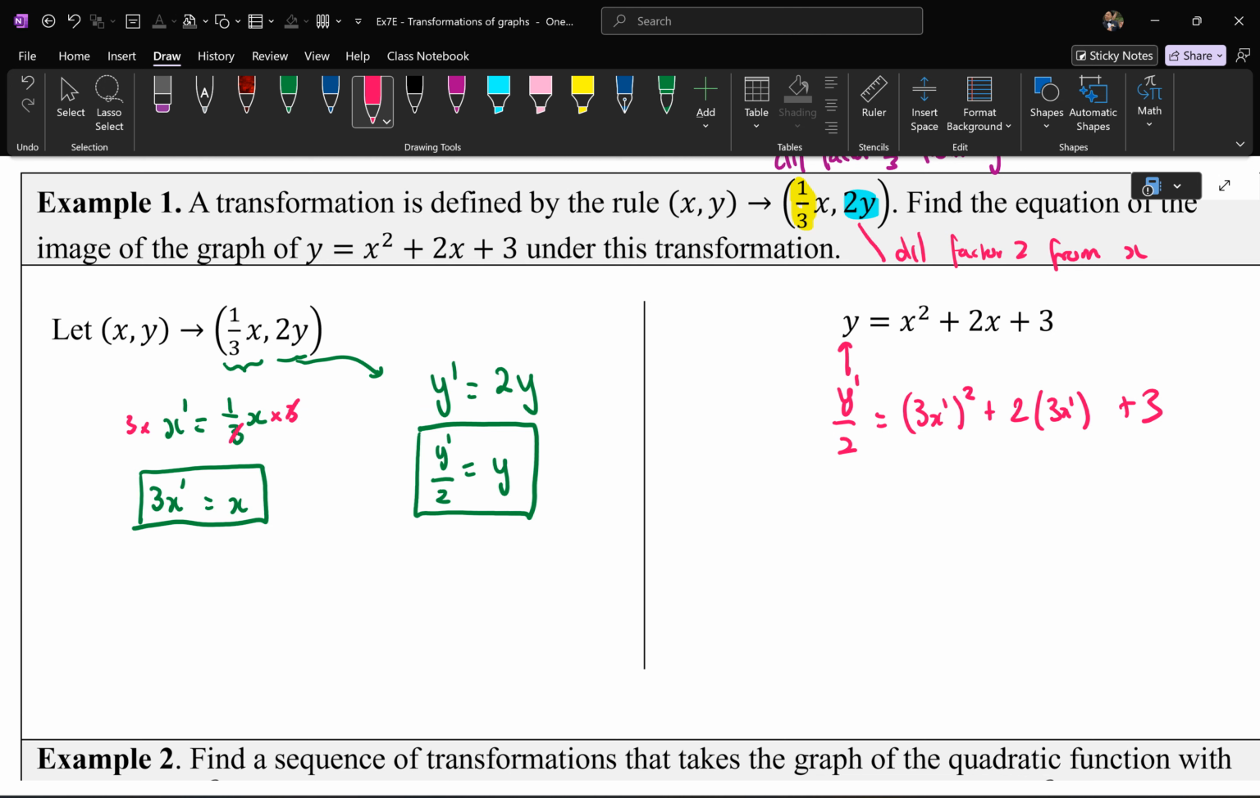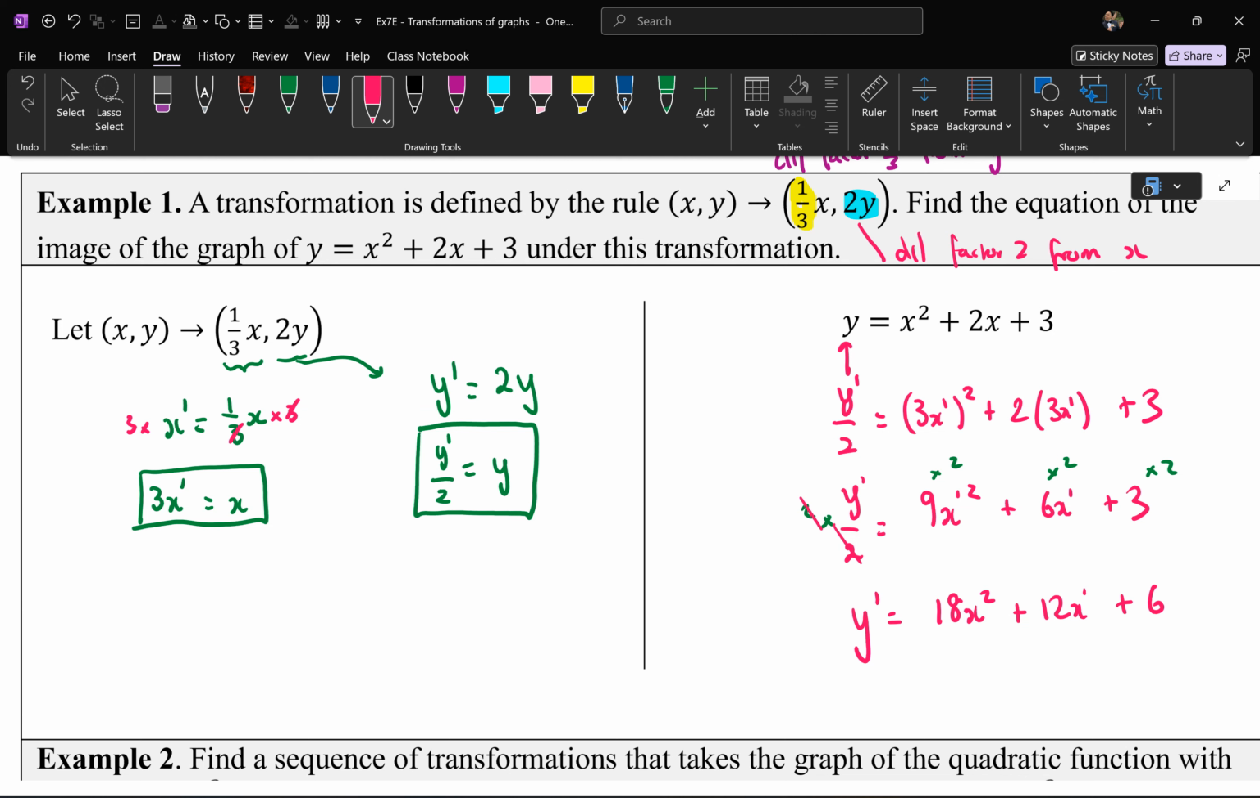And here we go. We get y dash on 2 is equal to 3x squared, just means 3x times 3x is 9x dash squared, plus 6x dash plus 3. Well, we never leave our answer without the y being the subject, so I need to get rid of that divide 2. Opposite of divide 2, times 2. So here I'd say times 2 to both sides. You've got to times every term by 2. And I get y dash is equal to 18x squared plus 12x plus 6.